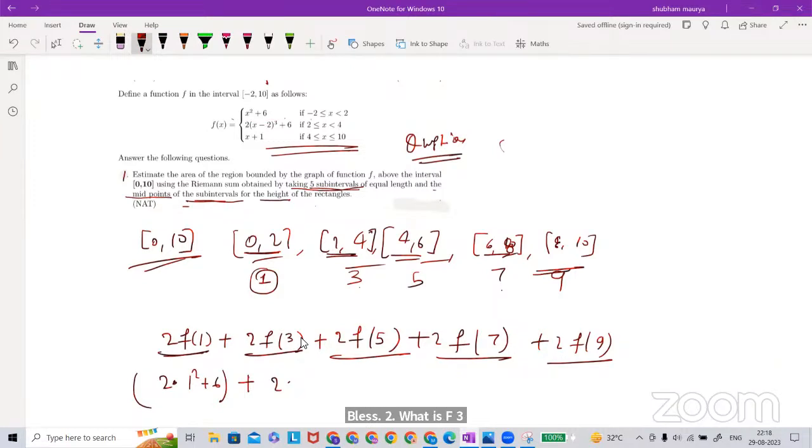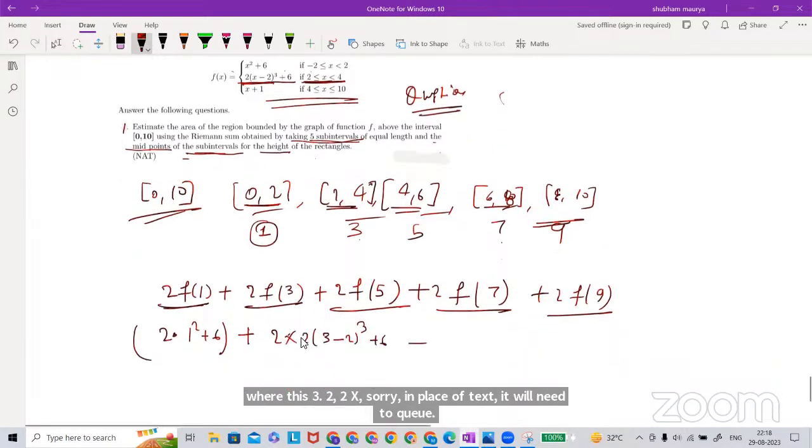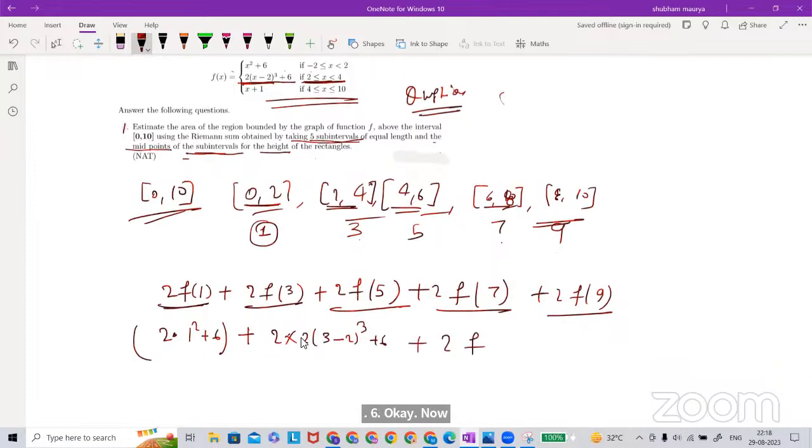What is going to be f3? Second equation, sir. Because 3 is here, so in place of x, it will be 2 cubed plus 6. Rest, now, we use the third equation, because after 4 it is the third equation.